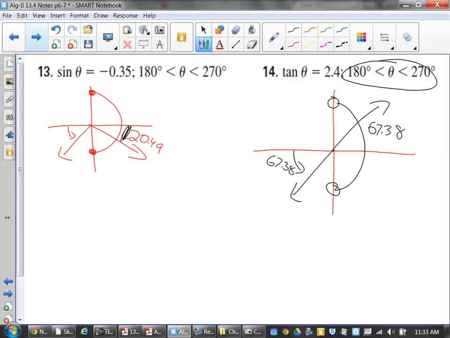Are we just working with between 180 and 270? No, I know, that's what I'm getting at. It just so happened to be double up. Those were the first couple of examples that I had.